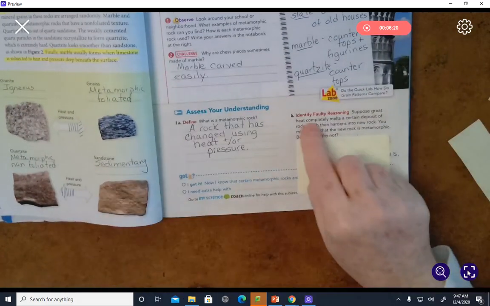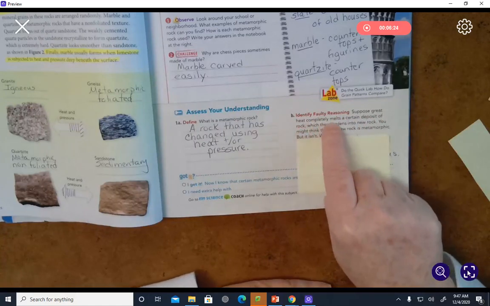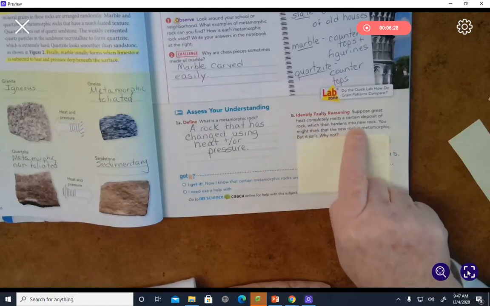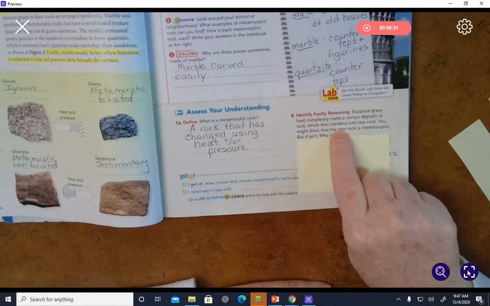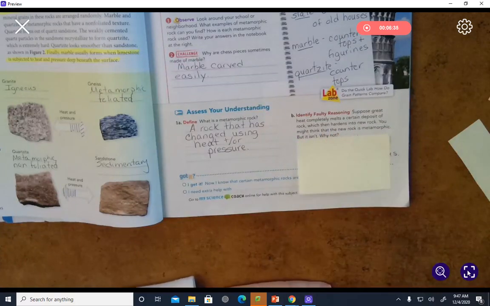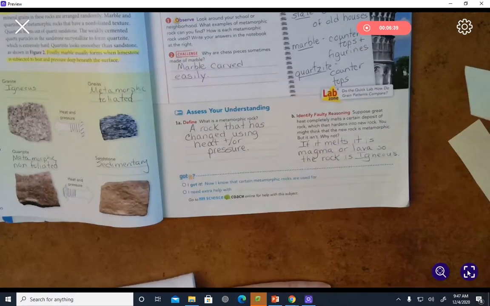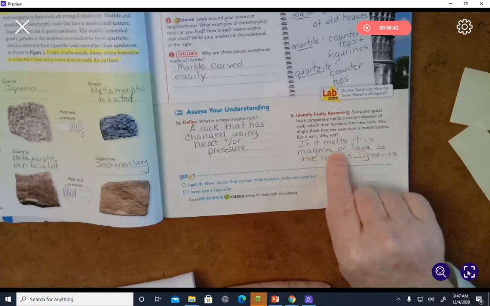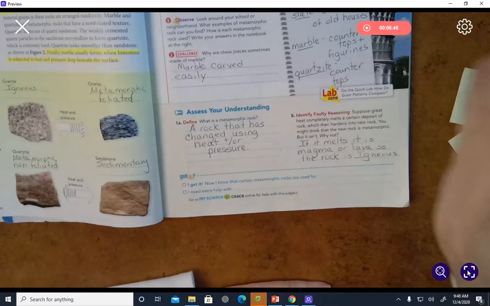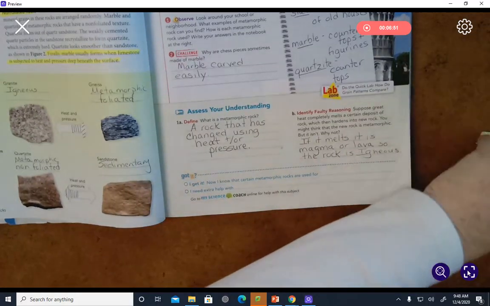Gonna come over here, identify faulty reasoning. Suppose great heat completely melts a certain deposit of rock, which then hardens into new rock. You might think that that new rock is metamorphic, but it isn't. Why not? Well, we know what kind of rock it is. If it melts, it has become magma or lava. And once it becomes magma or lava, it has started to become an igneous rock. So the rock is igneous. So I'm going to set that aside.